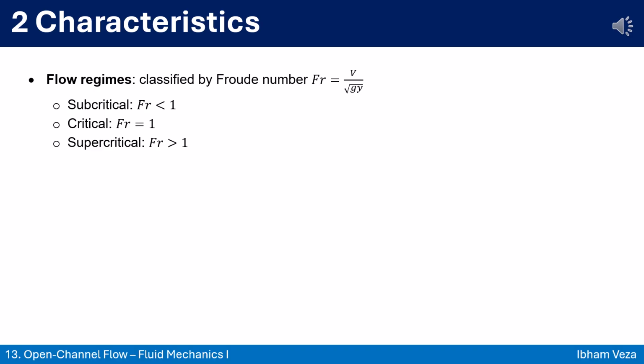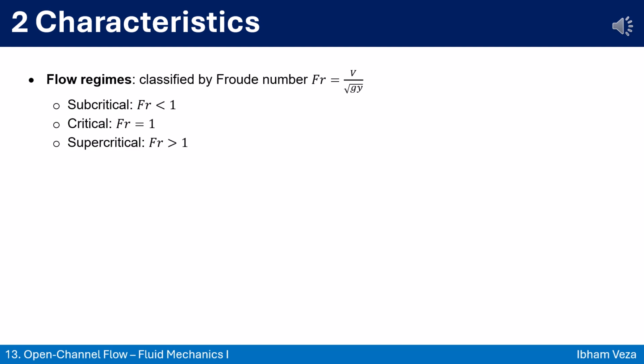This single ratio tells us everything about the regime the flow is in. If the Froude number is less than 1, the flow is subcritical. That means gravity dominates and the flow is smooth and slow. Information can travel upstream. If Fr equals 1, the flow is critical, balancing between gravitational and inertial forces. This is an unstable state, often used as a design reference. When Fr is greater than 1, the flow becomes supercritical. In this case, inertia takes over. Flow is fast and shallow, and disturbances can't travel upstream.